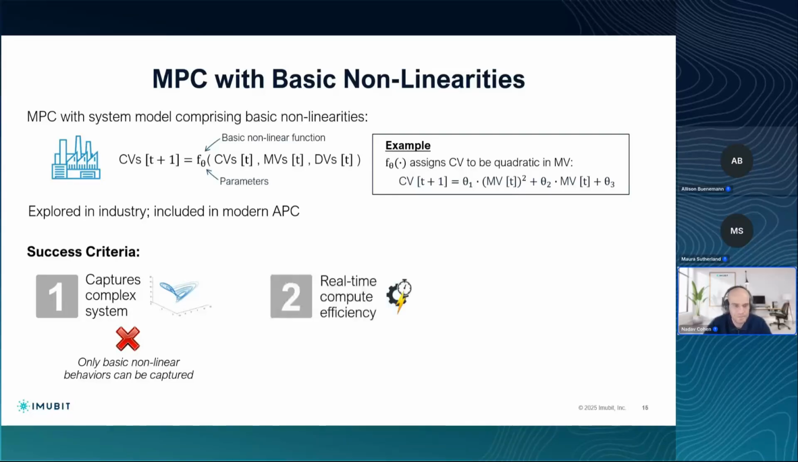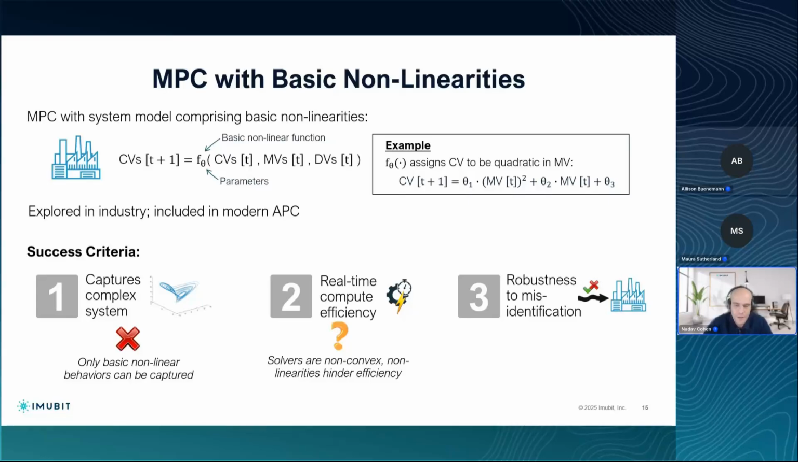basic nonlinearities. In terms of real-time compute efficiency, the situation here is somewhere in between. The solvers now are non-convex, and roughly speaking, the more nonlinear the function is, the less efficient the solver will be. So if the function is very simple, very close to linear, it'll be more efficient. If it's less similar to a linear function, the solver will be less efficient. You're somewhere in between there. And in terms of robustness to misidentification, the situation is roughly similar to before. You can promote robustness, but it will come at the expense of performance.